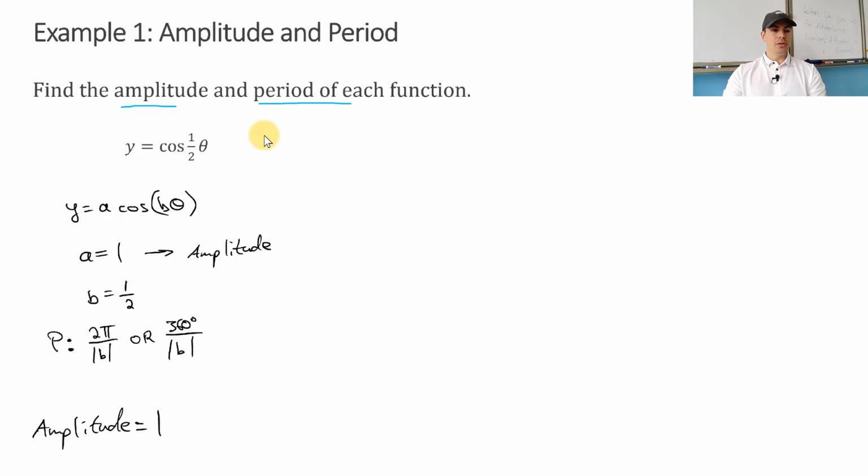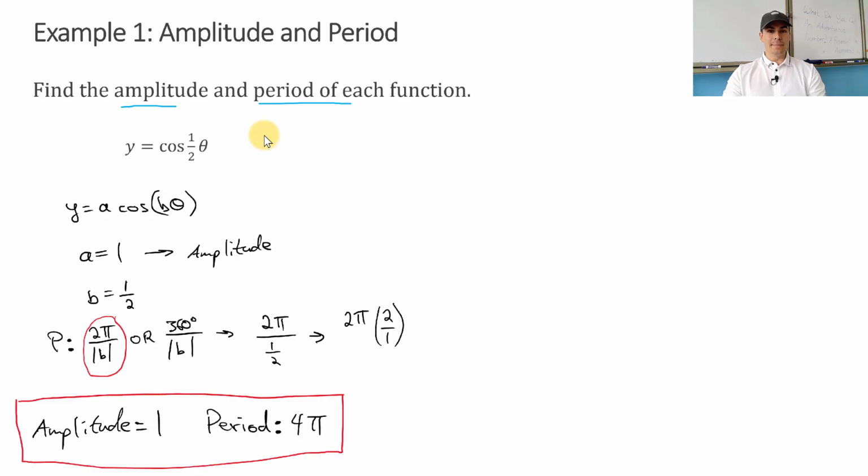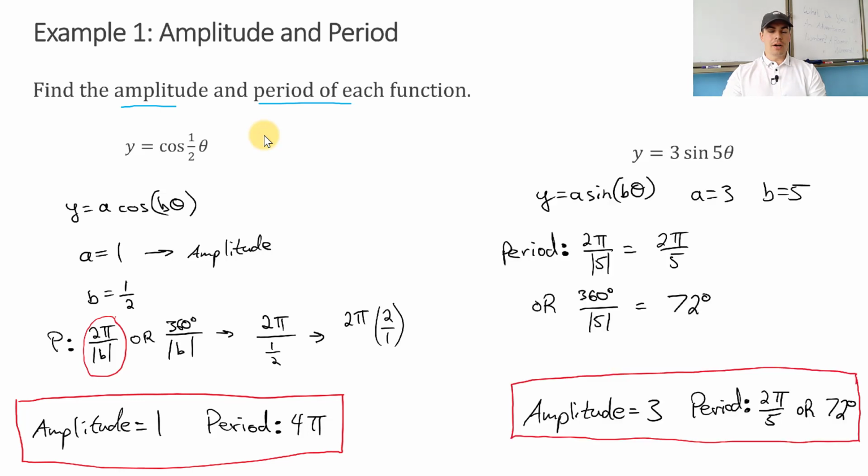In this case, I'm going to use 2 pi, because we need to be able to work in radians and degrees. So I'll have 2 pi over 1/2, since my b is equal to 1/2. That's going to be the same thing as 2 pi times 2 over 1, which is going to give me a period length of 4 pi. So you guys go ahead and pause the video and find the amplitude and period of this function here. Okay, hopefully you got the amplitude was 3 and our period was 2 pi over 5, or if you did it in degrees, our period would be 72 degrees.